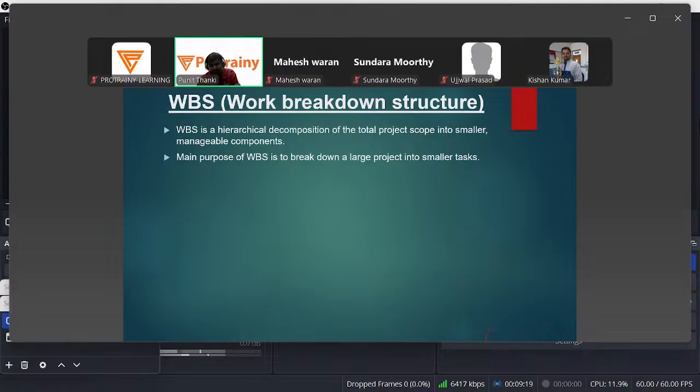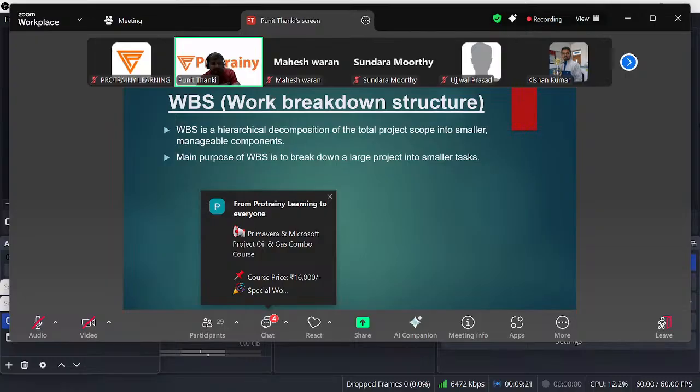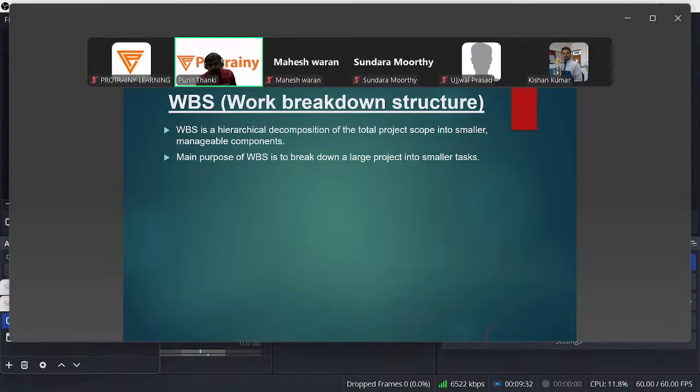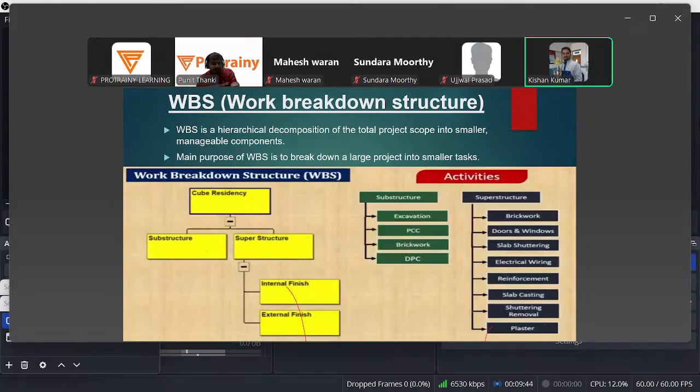So same like this, in any project, it is difficult to manage a single project. There are some stages in the project. So we cut the project into smaller and manageable components. For example, I am eating a dosa. A single dosa, I cannot eat at one time. I have to cut it into manageable components that I can eat. So same like this, work breakdown structure.